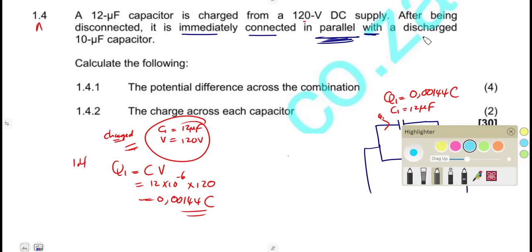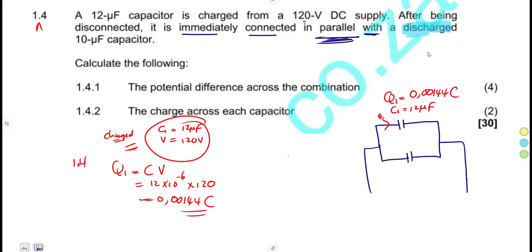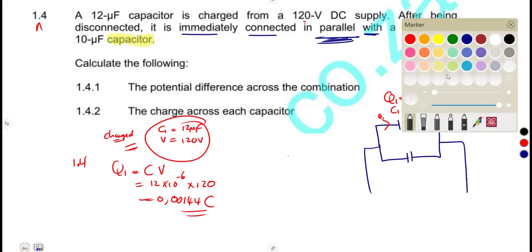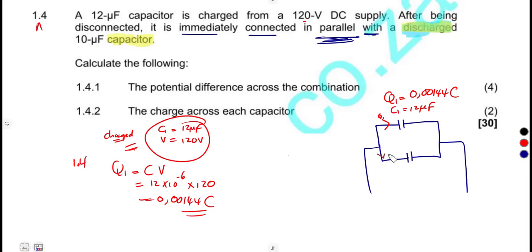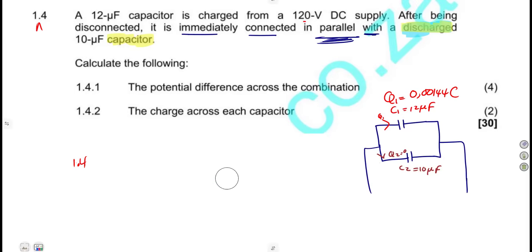The second capacitor, the one that is connected in parallel, is a discharged capacitor, meaning we do not have charge on that one. So this second capacitor, which is 10 microfarad, its charge is 0. We do not have charge. It's discharged. So the condition of being charged gave us Q1, the one that we're going to use on this circuit presentation. That is how you play around with this type of question.